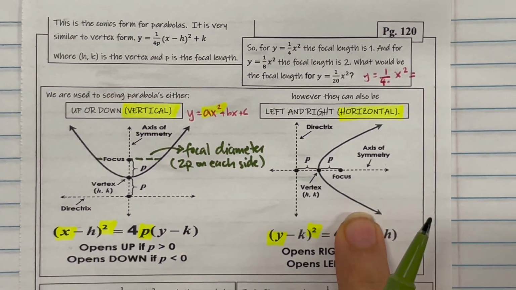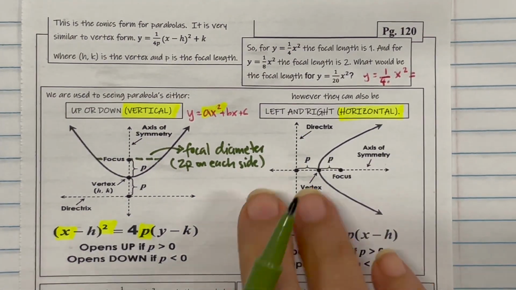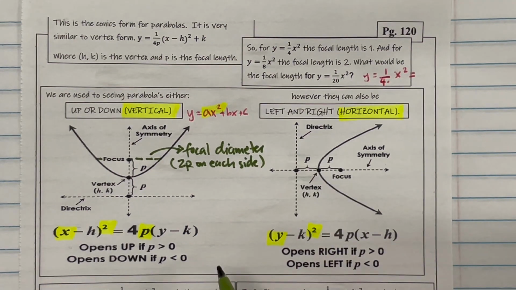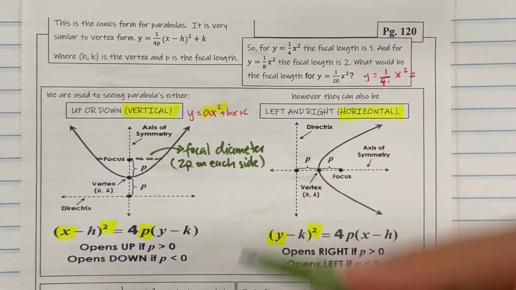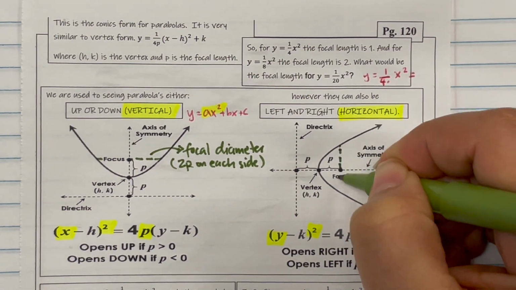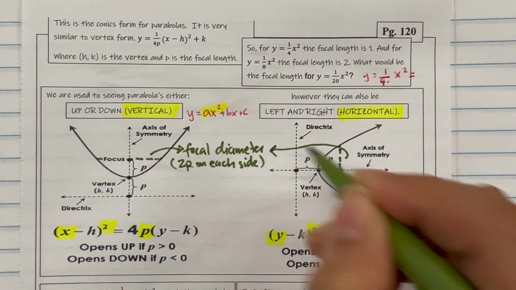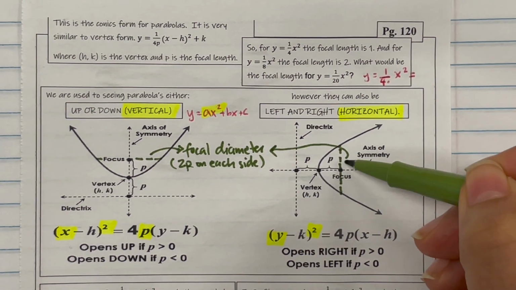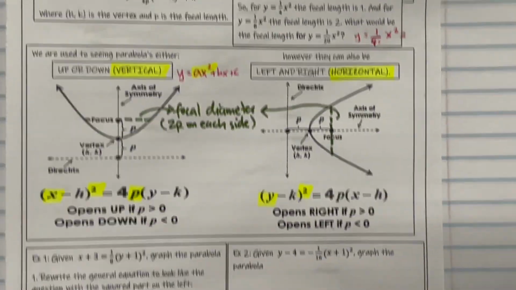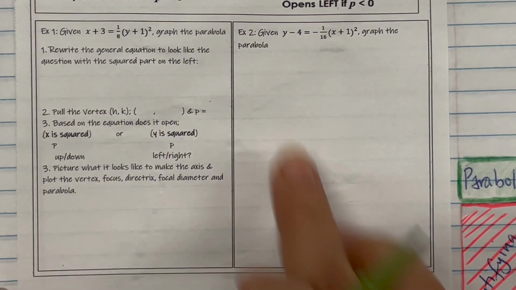The axis of symmetry cuts it in half. And the same thing here. Here's your directrix. It's p away from your vertex, which is p away from your focus. And again, let's talk about the latus rectum, your focal diameter, which is 2p and 2p. Okay, so once you know that, you can pretty much graph it. So let's take a look at our equation.